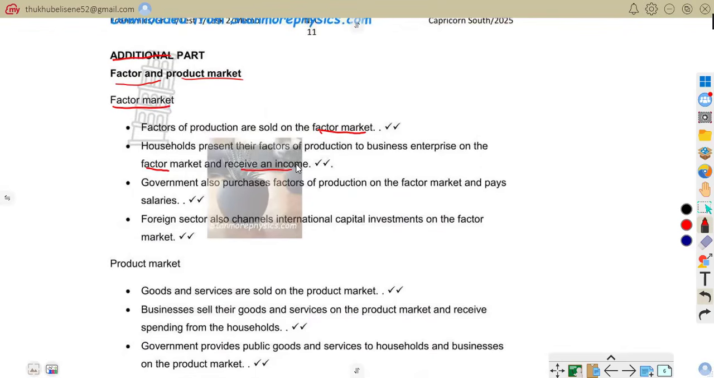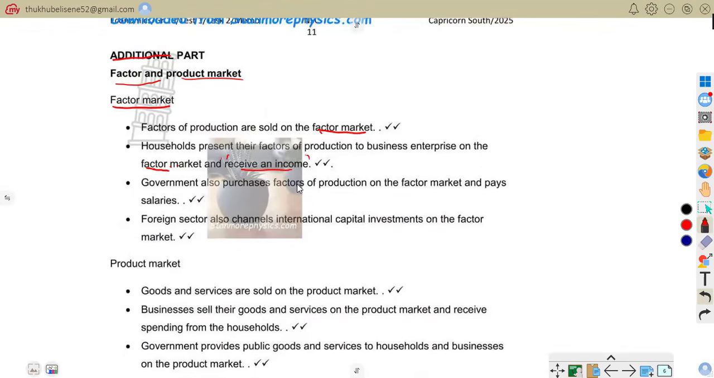So they present the factors of production, you can talk of land, you can talk of labor, on the factor market. And in return, they are going to receive what? Income. You can talk of rent, and then you can talk of land, and then they can rent it and then get what? Income.